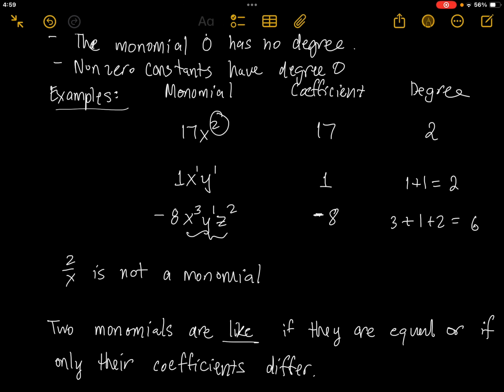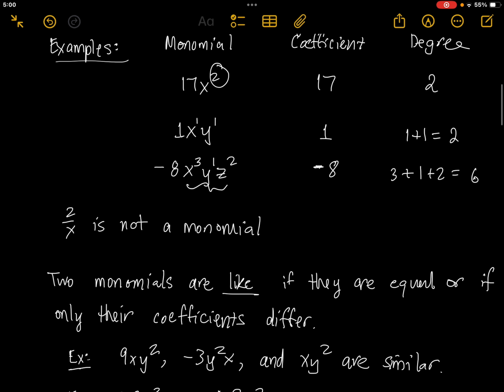Notice that the degree doesn't depend on what the coefficient is. If I change the negative 8 to a billion and keep everything else the same, the degree would still be 6, because I'm still just taking the 3, 1, and 2 and adding them. So those are monomials, coefficients, and degrees.